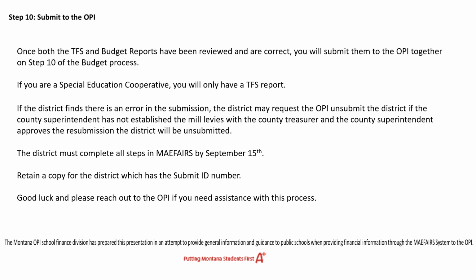Step 10 is the submission to the OPI, and once both the TFS and budget reports have been reviewed and are correct, you will submit them to the OPI together on step 10 of the budget process. If you are a special education cooperative, you will only have the trustee's financial summary report. If the district finds there is an error in submission, the district may request the OPI to unsubmit the district if the county superintendent has not established the mill levies with the county treasurer and the county superintendent approves the resubmission, the district will be unsubmitted.